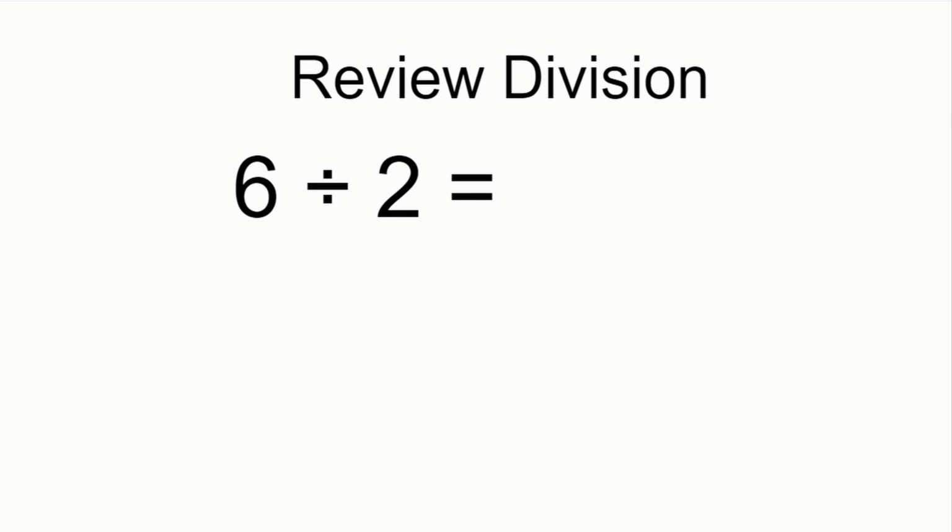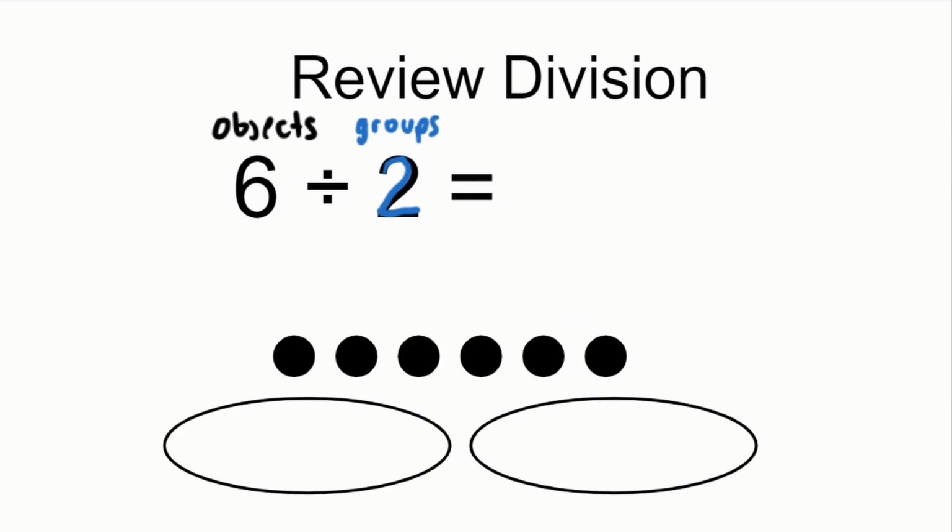There are many different ways of interpreting division, but the way I like to think of division is in terms of groups and objects. For example, I like to think of this 6 representing we have 6 objects, and I like to think of this 2 as we're sorting into 2 groups. So for me, this problem is telling me I have 6 objects and I want to equally sort into 2 groups. Let's go ahead and visualize what this means.